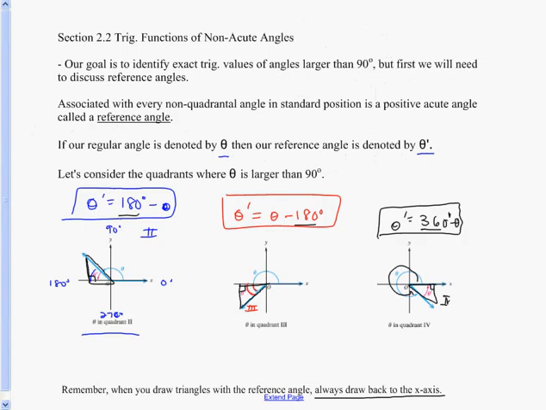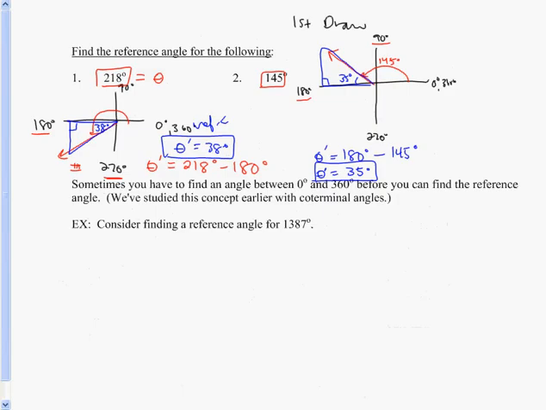Going back to page 1 for just a minute, remember if you're in quadrant 2, this is your formula. If you're in quadrant 3, this is your formula. And lastly, if you're in quadrant 4, this is your formula. What about quadrant 1? Well, the reference angle and the angle itself are the same when it comes to quadrant 1 because quadrant 1 is already an angle that's acute.